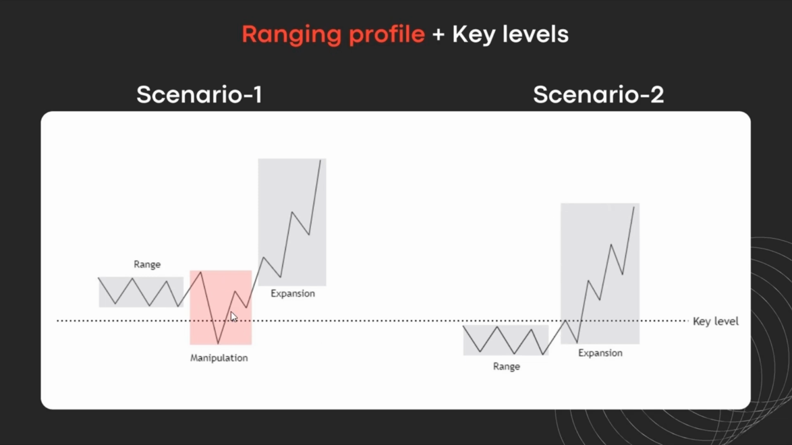In the other one we expected a manipulation profile because, as I said, the key level wasn't tested, and price first had to test a key level as a catalyst for it to expand higher. That's why we expected a manipulation profile. But in this case, we have already tested a key level in the ranging profile, so there is no need for a manipulation to occur. Here we can straight away expect an expansion profile, right?